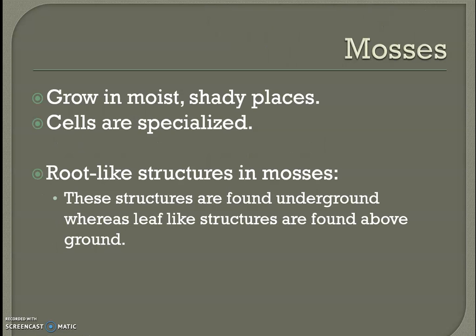Mosses are plants that grow in moist, shady places, meaning that they are looking to be in an area that is saturated with water, largely because they are not able to transport that water through their cells. Their cells are specialized, meaning that they have specific jobs that they need to do. And the root-like structures that are in mosses are found underground, whereas the leaf-like structures are found above ground.